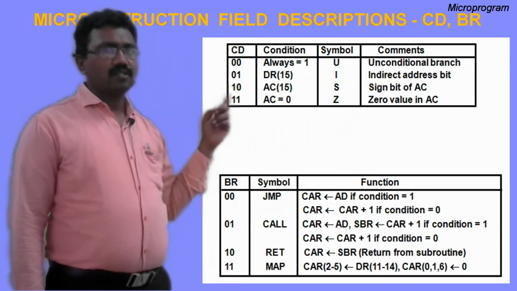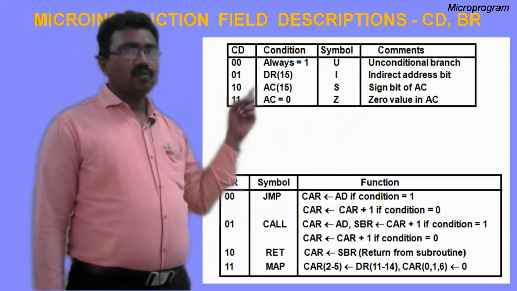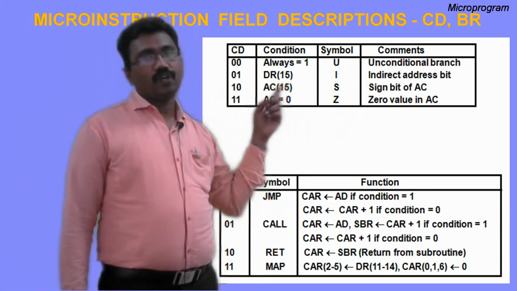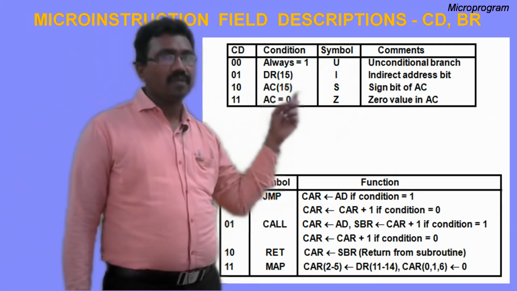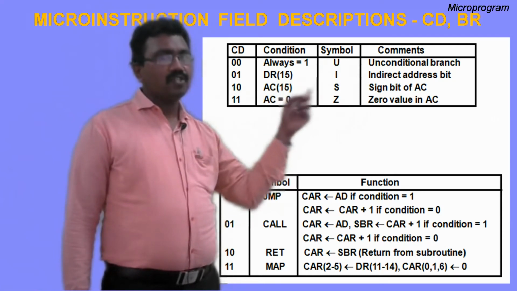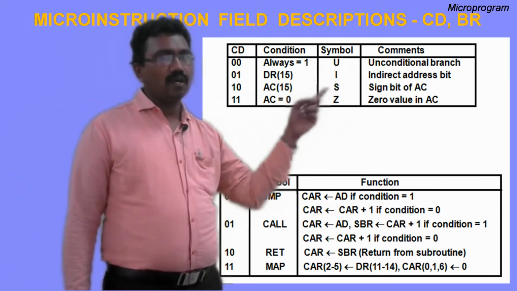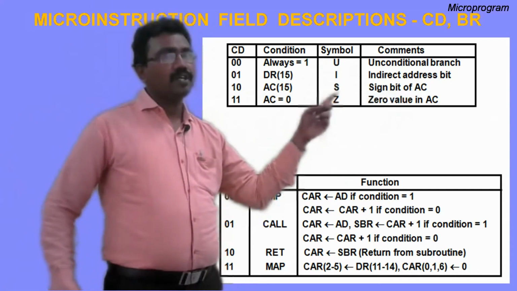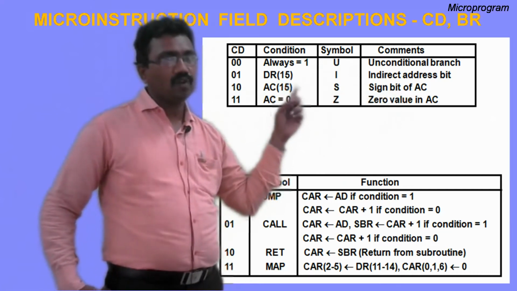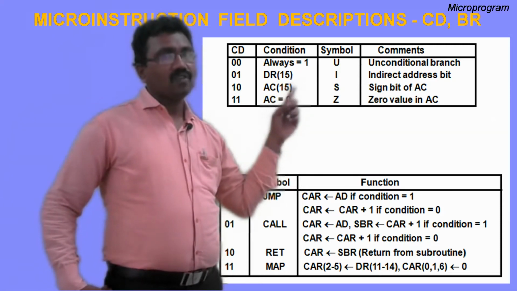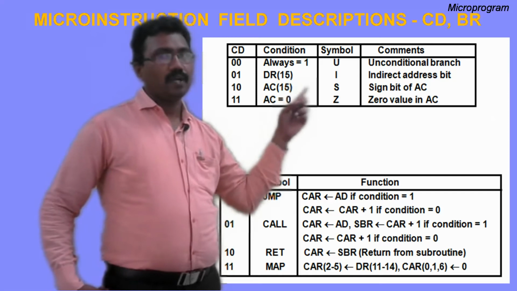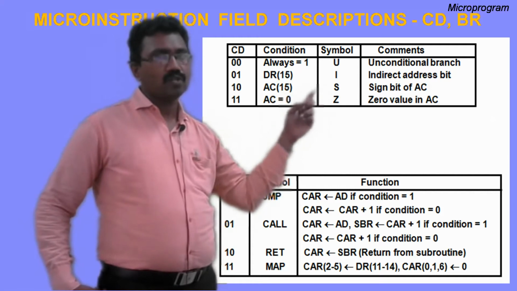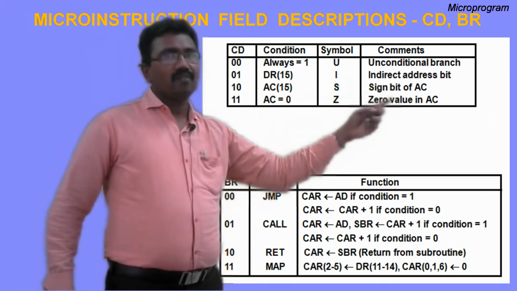Next combination is 1 0. Here the condition is based on the leftmost bit, that means the sign bit of the accumulator. The sign bit of the accumulator is AC of 15. If it is 0, the condition is false. If it is equal to 1, the condition is true. If S is equal to 0, the accumulator content is positive. That means AC of 15 is equal to 0, the accumulator content is positive. If AC of 15 is equal to 1, the accumulator content is negative. Here the condition is negative. S equal to 1 is true, S equal to 0 is false. Okay, the comment is sign bit of AC.